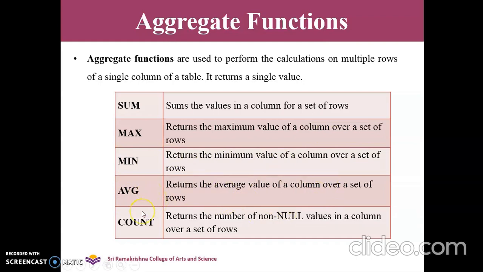Okay, the final one is count. Count just returns the number of non-null values in a column over a set of rows. In this count function, it ignores the null values from our set of records, and it just returns the total count of non-null values in a particular set. These all are the 5 types of aggregate functions.